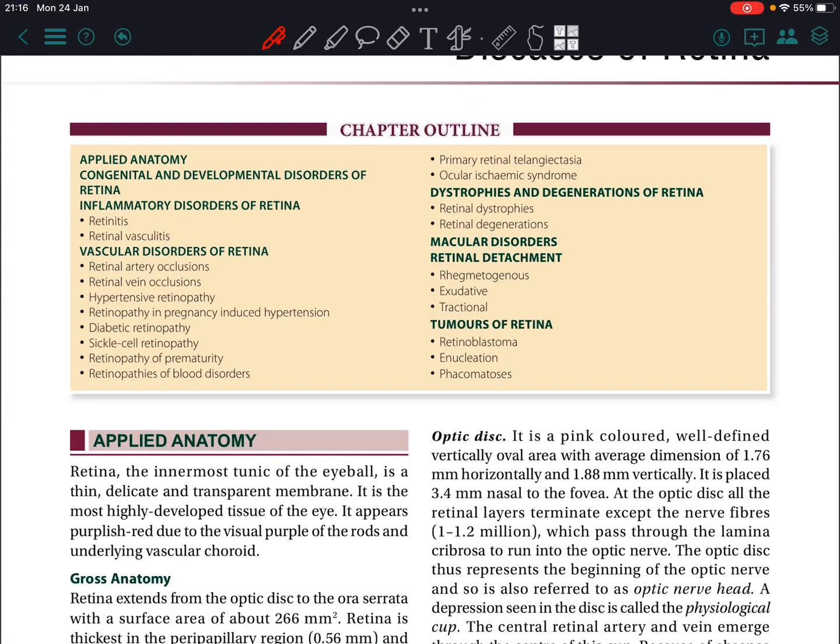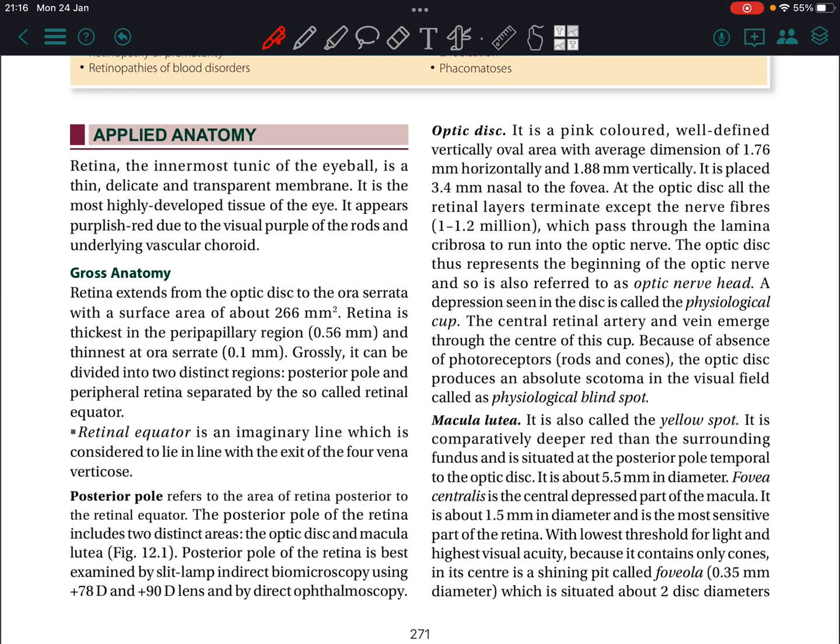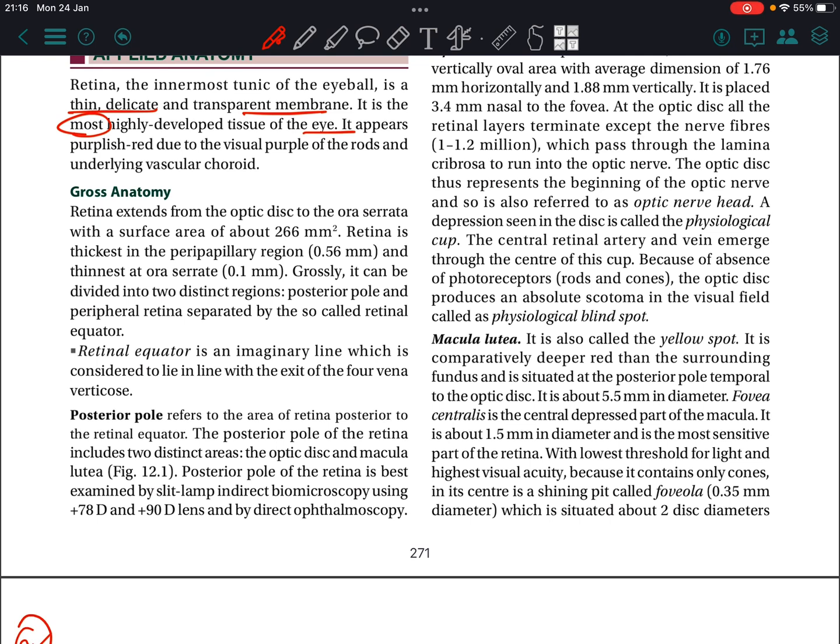Today let's see the disease of retina. Applied anatomy. The innermost layer of the eyeball is a thin, delicate, transparent membrane. It is the most highly developed tissue of the eye. It appears purplish red due to the visual purple of the rods and the underlying vascular choroid.